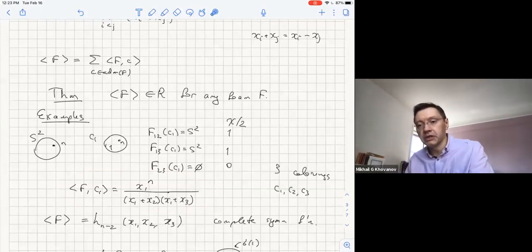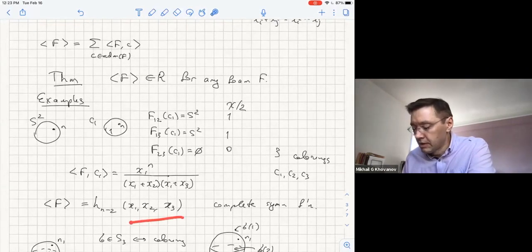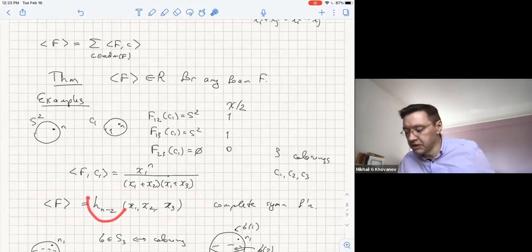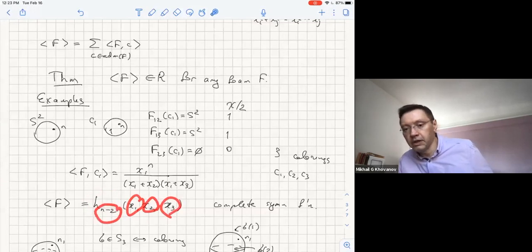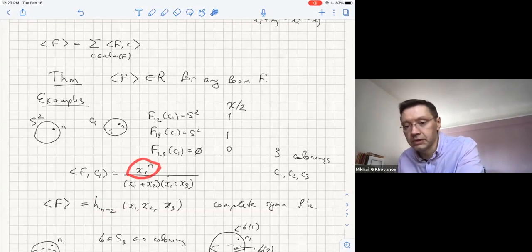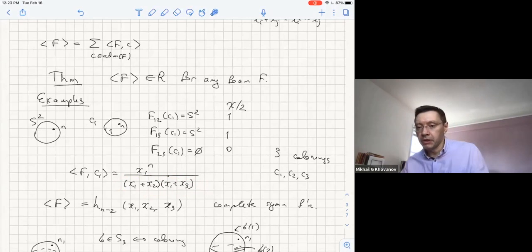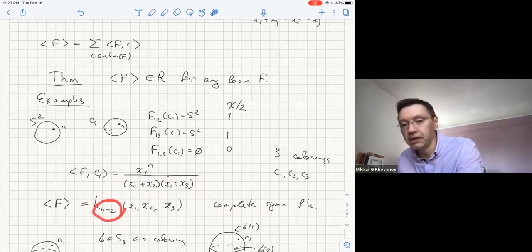You get some rational expression. You can check if things cancel out. In fact, if you add it up and cancel whatever's possible, you end up with a complete symmetric function in x1, x2, x3 in degree n minus 2. Degree is n minus 2 because the numerator has degree n, the denominator has degree 2. It ends up being a polynomial, so it has this degree n minus 2.